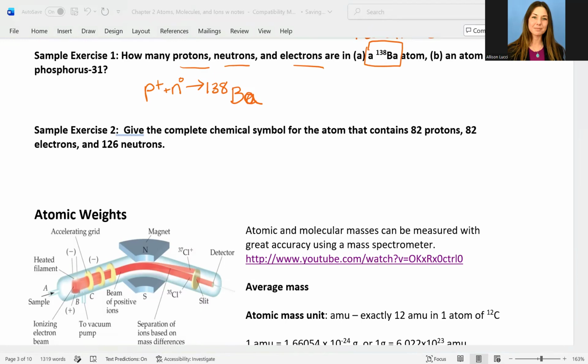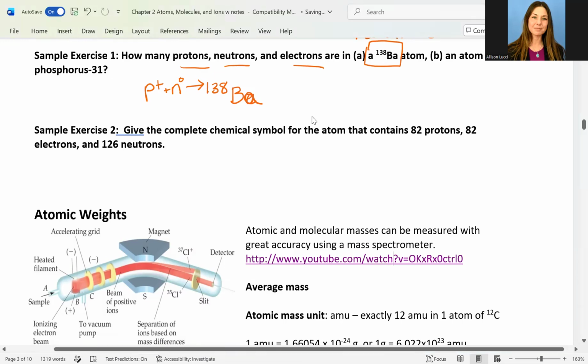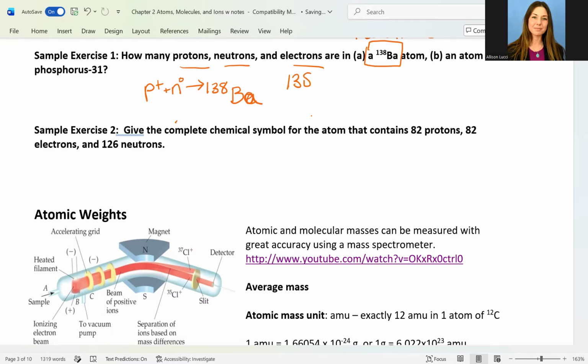So if we go back to our worksheet that we were previously working on, we can see that if we have 56 protons, we can subtract that from 138, since that's our mass number. Minus 56 protons, and that will give us the number of neutrons. So 138 minus 56 gives us 82 neutrons. So now we have all of the subatomic particles for barium-138.